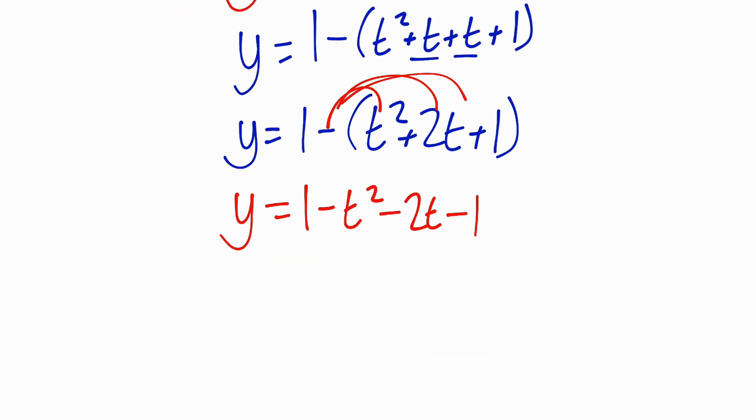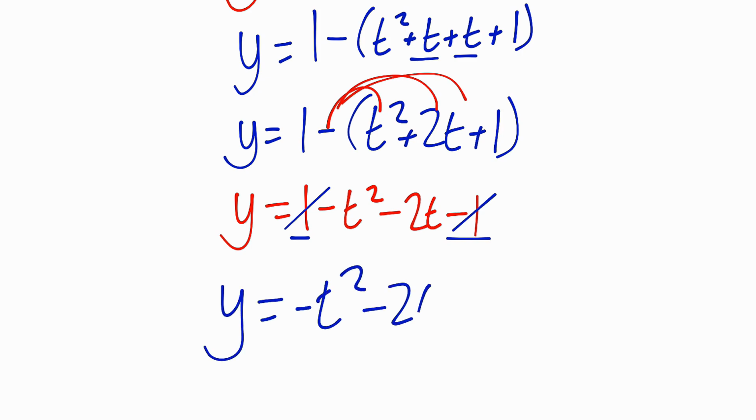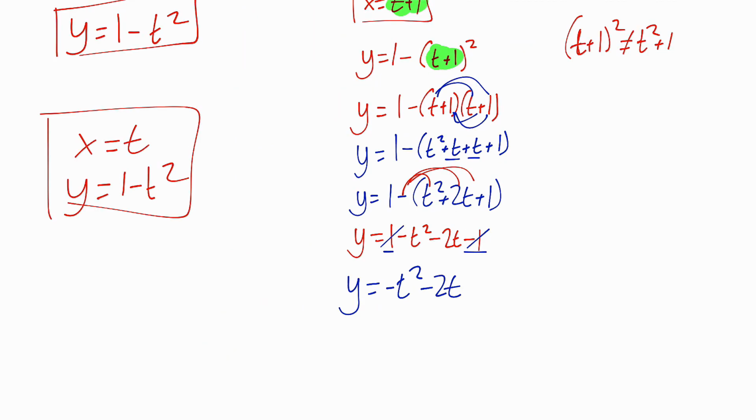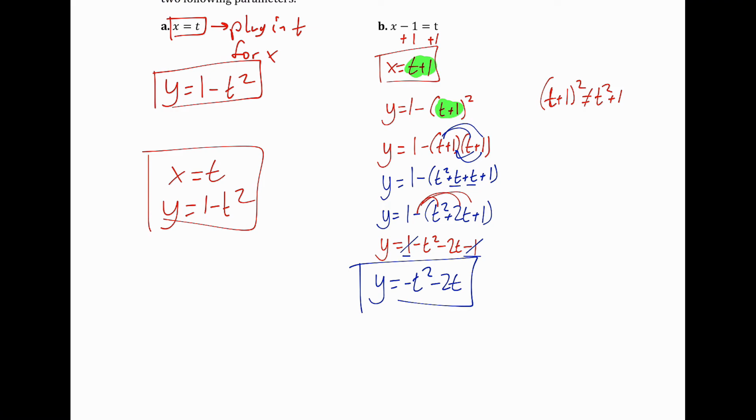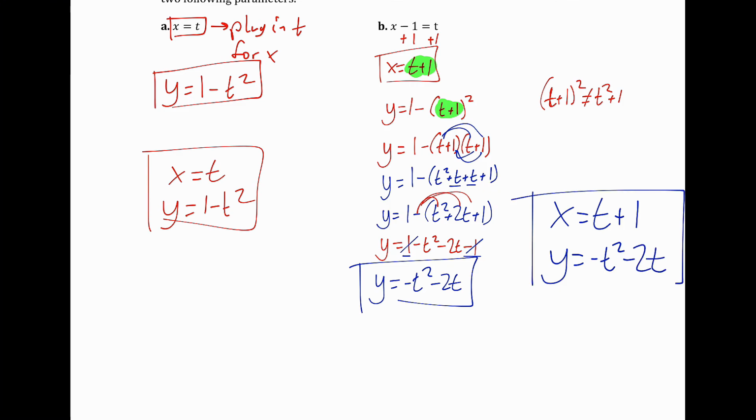Cleaning this up a little bit more, now we got some more like terms we can combine. We got a 1, we got a minus 1. Those are going to cancel each other out. So we're just left with y equals negative t squared minus 2t. So now we have our two separate equations. I'm going to put them as just one final answer. Our first equation was x equals t plus 1. And the final y equation we got was y equals negative t squared minus 2t. And there you have it.